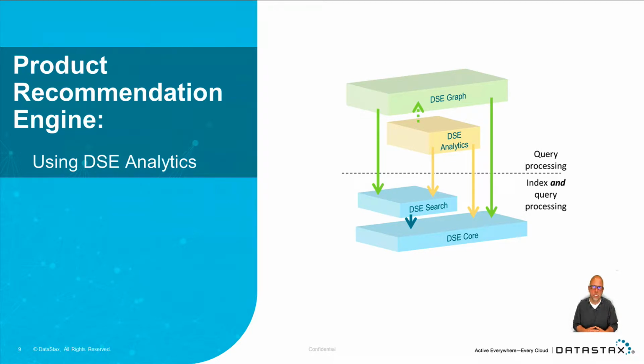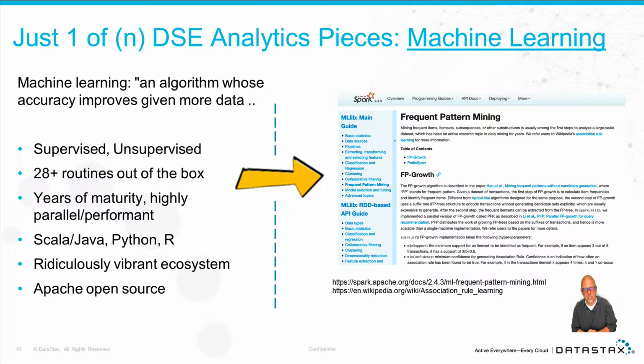28 or more routines, supervised, unsupervised, various routines. The one we're going to use is product recommendation. And then graph, which is we're going to do product recommendation also using graph. So 4 primary functional areas of DSE, there they are. We're primarily going to speak about 2, analytics and graph, but we also accidentally use the other 2 while we're here. So DSE Analytics, again known as the open source Apache Spark.